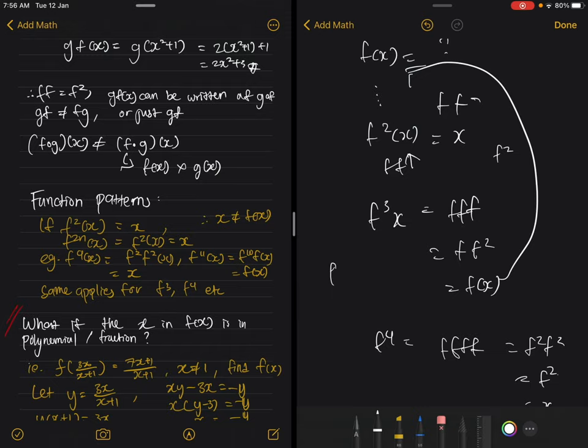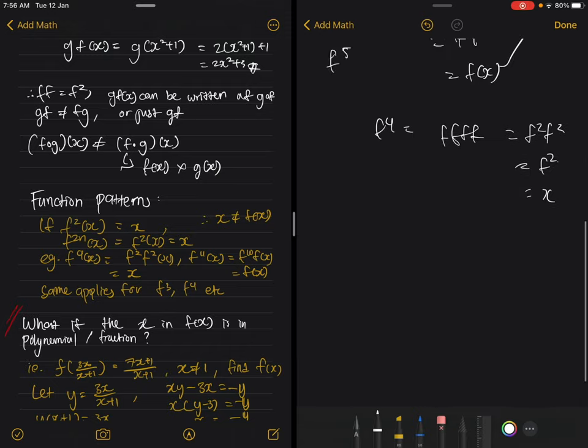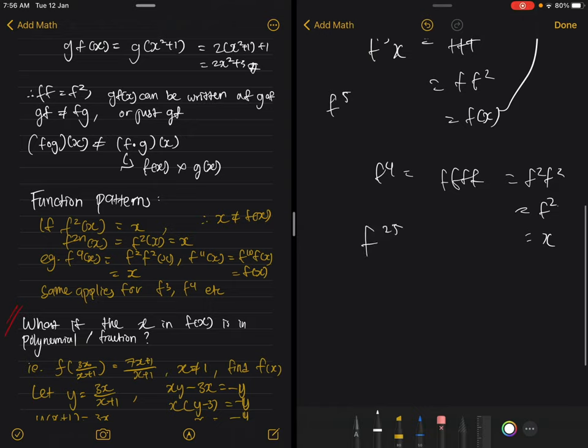So let's say your pattern starts with f5. So if you see f25, don't be worried. You don't assume that you're going to have to do f 25 times in a row. All you have to do is do f 5 times. And since you already discovered earlier, for example, that your f5 equals x, then your answer is x.